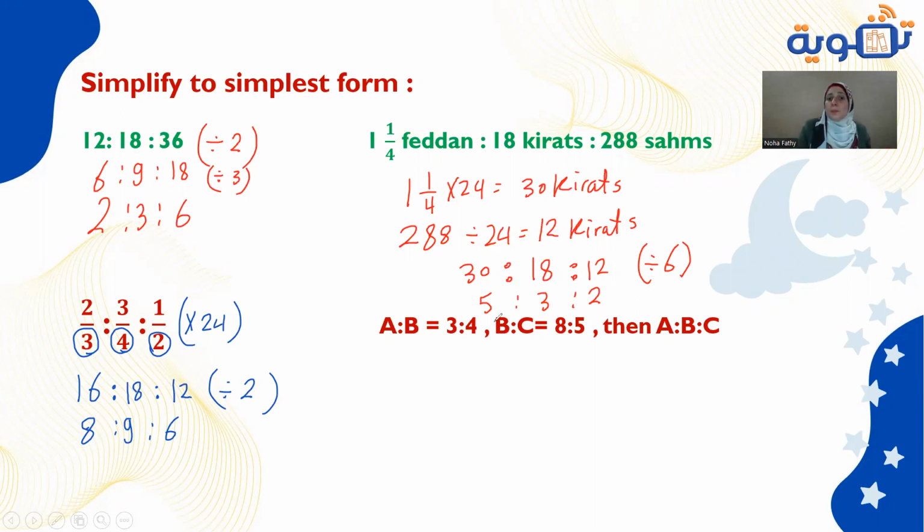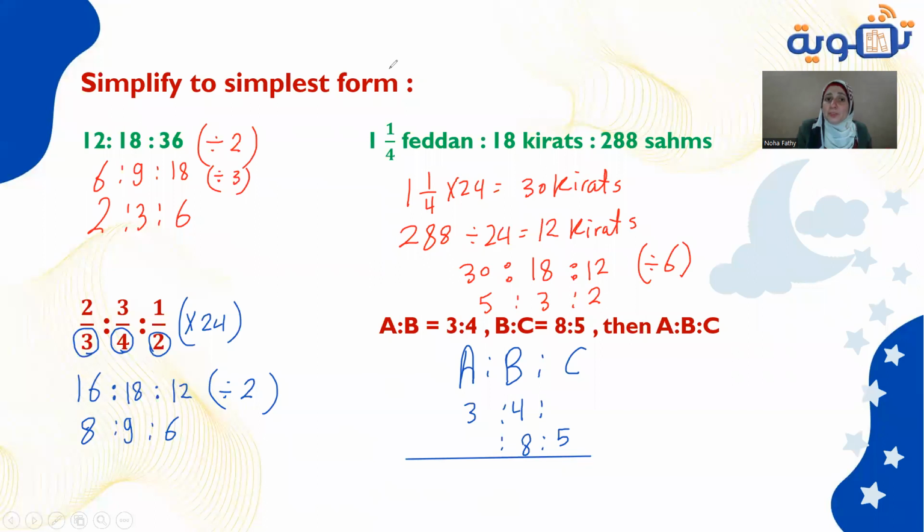A to B is 3 to 4, B to C is 8 to 5, and then I want A to B to C. So I'll write A to B to C, then A to B, 3 to 4, B to C, 8 to 5. I want A to B to C. So I will write.